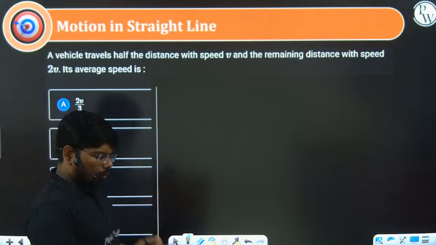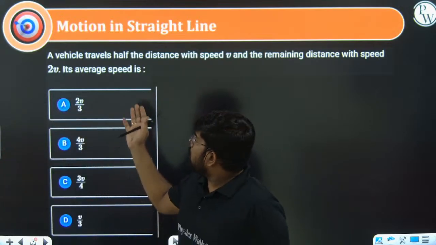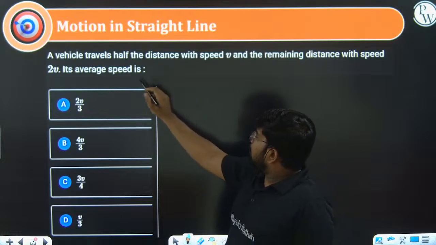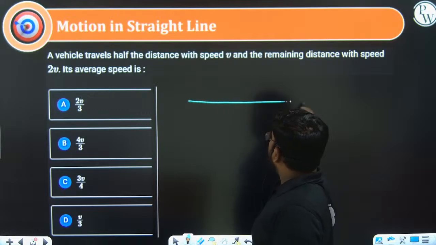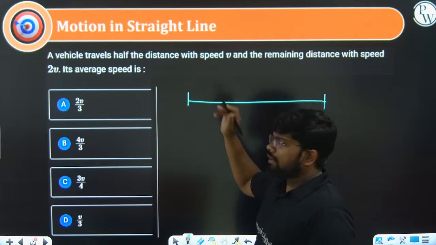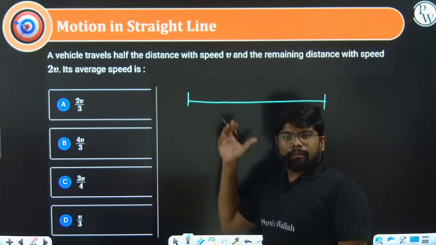Just again basic definition and direct equation. Here what you have: a velocity whenever a vehicle is traveling half the distance. Again, this is a standard model question. What is the thing you have to do? First draw the diagram. Just make it simple. Understand, put it in diagram form.